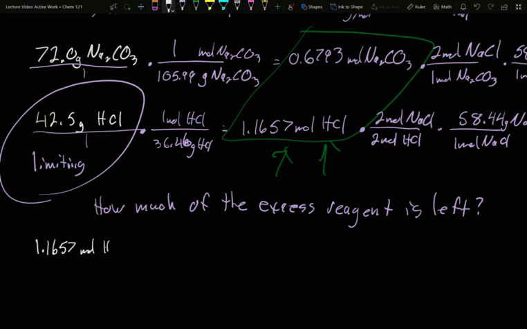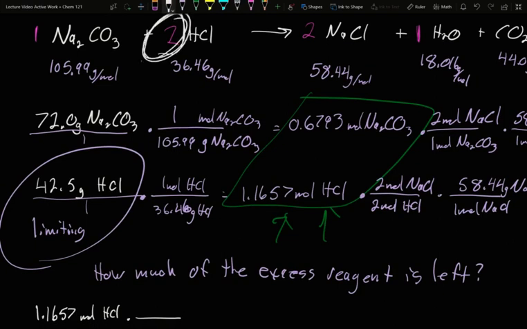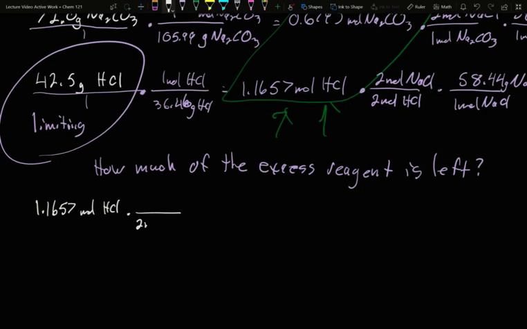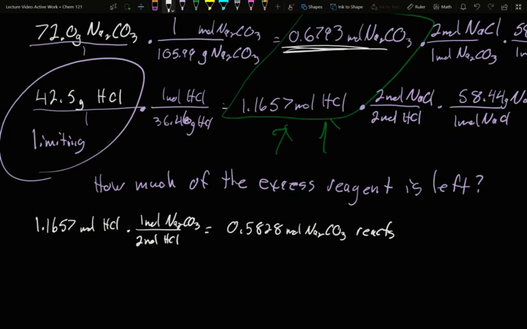1.1657 mole of HCl was present. And again, we'll hold the sig figs till the very end. I can use that to solve the amount of sodium carbonate it reacted with. The balanced reaction says that there are 2 HCls for every 1 sodium carbonate. And so I'm going to need 2 mole of HCl for every 1 mole of Na2CO3 that it reacts with. This will find 0.5828 mole of Na2CO3 reacts. This is the amount of sodium carbonate that is able to react with the HCl. At this point, HCl is gone. All of it will have reacted.